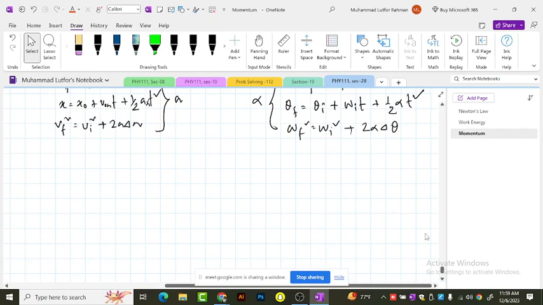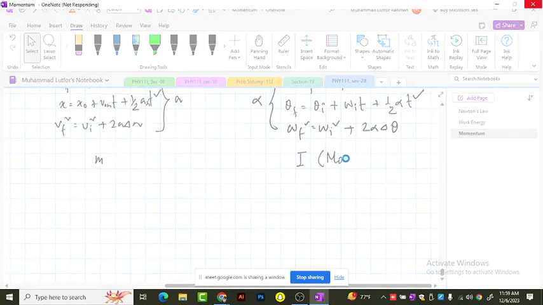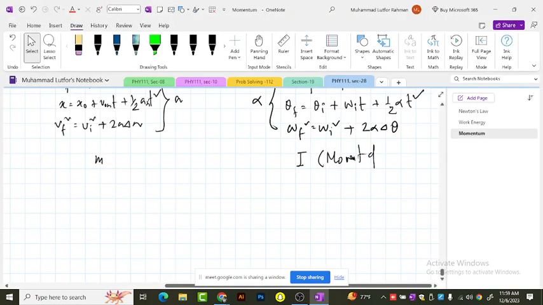Alright, now there are some new parameters we are going to write down over here. First one, the mass in the linear case is expressed by m, and in rotational kinematics, that quantity of mass will be expressed by the letter I, that's called the moment of inertia. This is the new parameter we define, and it is very important for this chapter. I'll define what that is.